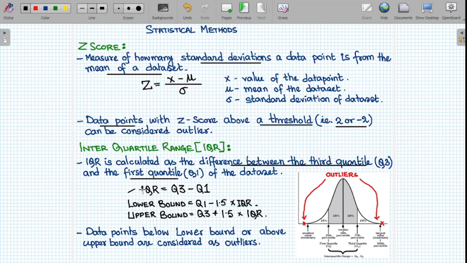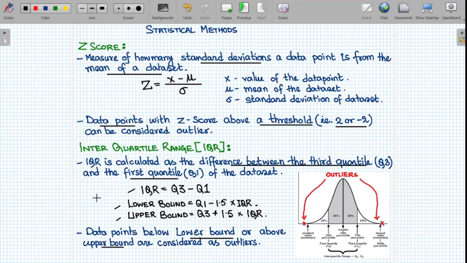Once we have evaluated the IQR value, we can easily calculate the lower bound and upper bound. Lower bound can be calculated as first quartile minus 1.5 times IQR, whereas upper bound can be calculated as third quartile plus 1.5 times IQR. After calculating the lower bound and upper bound, we identify the data points which are below the lower bound or above the upper bound. Those data points will be considered as outliers, as you can see in this picture.